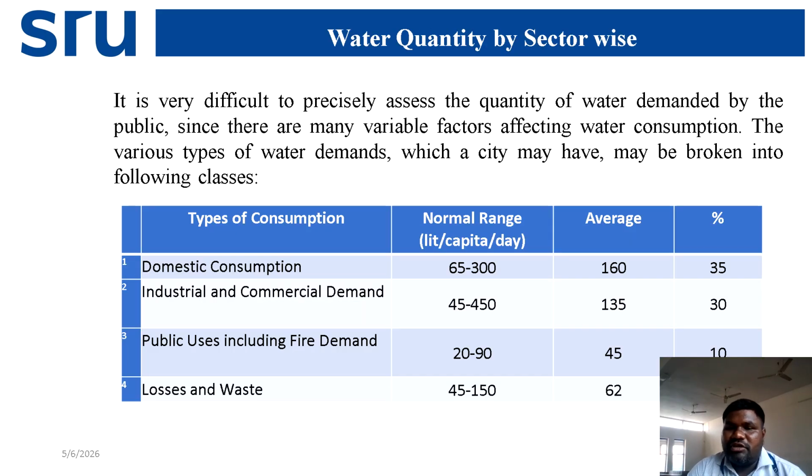So, water quantity by sector. Previously we discussed the different sectors, but here, altogether, what is the demand? Domestic water is required at 65 to 300. Industrial and commercial demand is 45 to 450. Public usages, including fire demand and water loss, altogether 20 to 90. Losses and waste will be around 45 to 150.